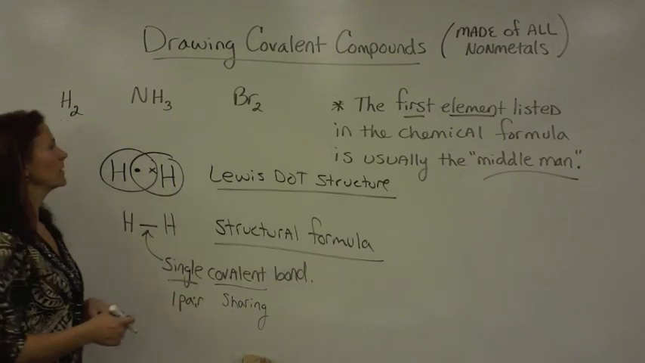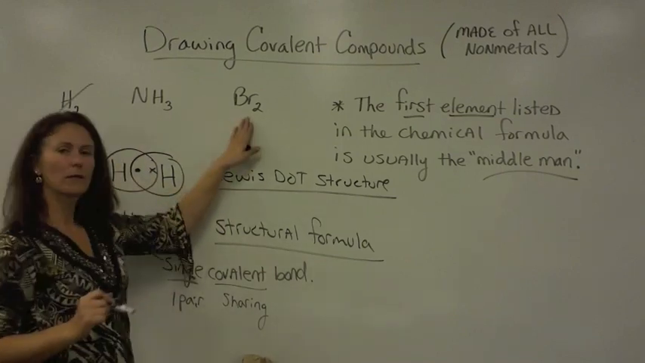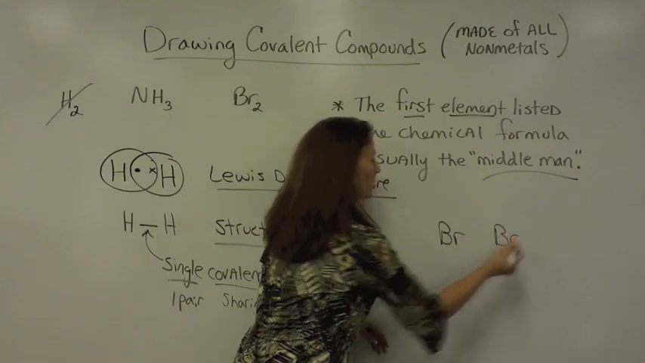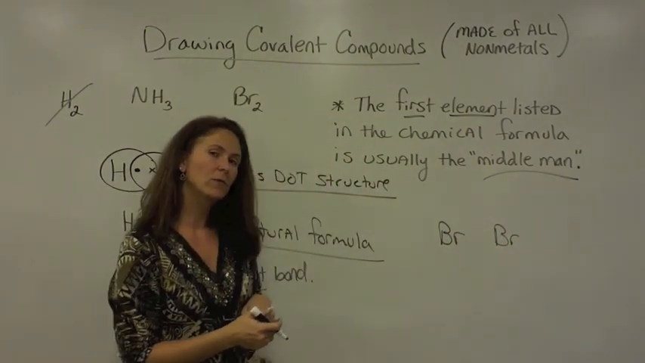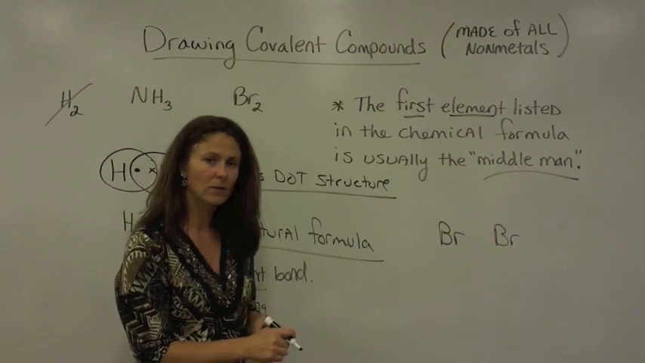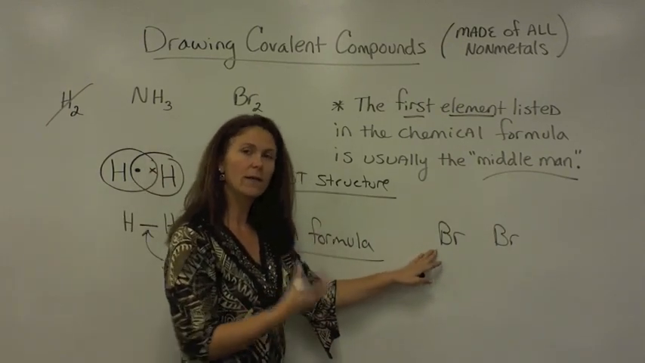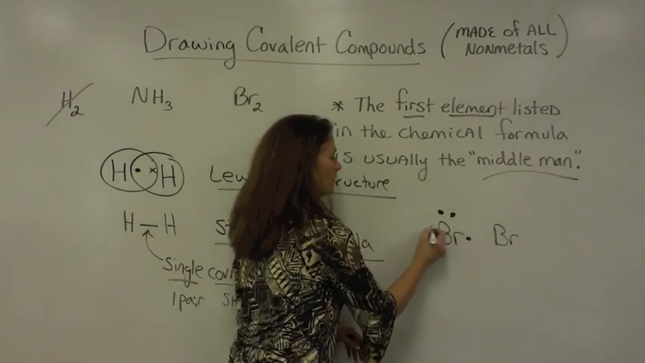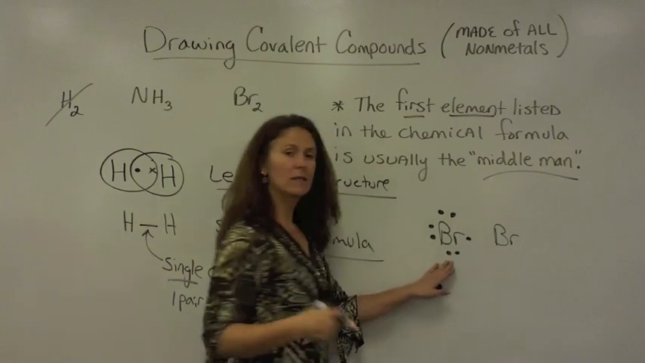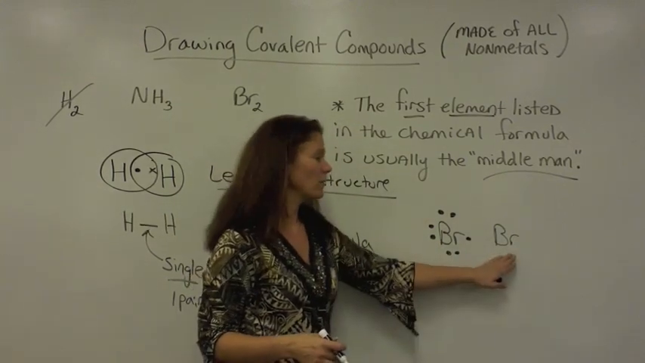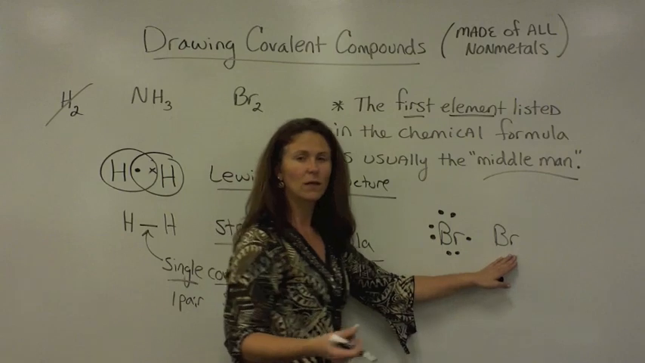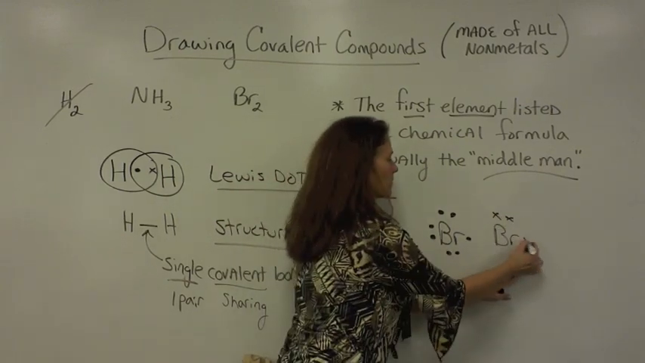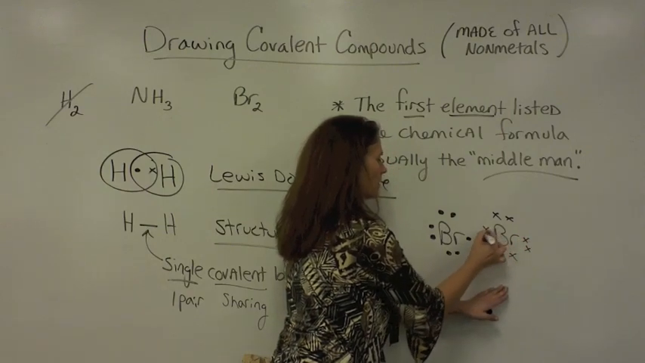To do another structural formula, I'm going to take bromine next. There's 2 atoms of bromine, so I'm going to write 2 atoms down. The next thing we're going to do is look to find out how many valence electrons they have. Bromine is a halogen in group 7A. It has 7 valence electrons. Again, 7 valence electrons on 1 atom, and the other atom of bromine also has 7 valence electrons. I'm going to do this bromine atom as X's so I can distinguish whose are whose. 1, 2, 3, 4, 5, 6, 7.